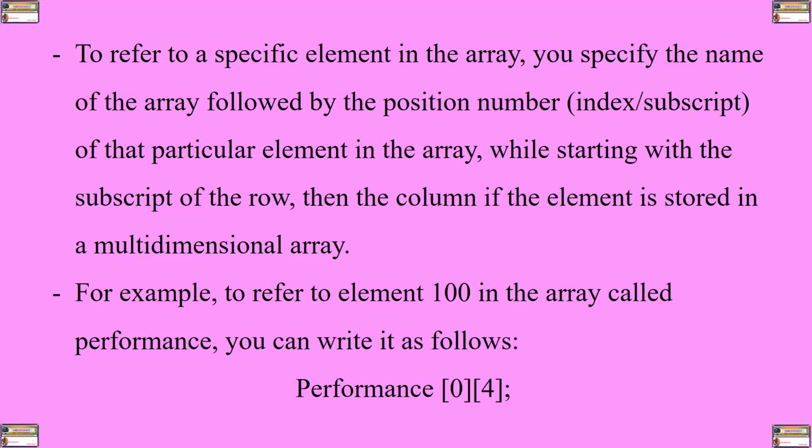Note, I repeat, for you to refer to value 100, you move to the row first and then the column. But what we are using are the indexes. Remember that the index for elements in the array begins with 0. So the first position is identified with subscript 0. So the first row is subscript 0. And then subscript 4 will represent the fifth column because the columns are numbered from 0 to the end.